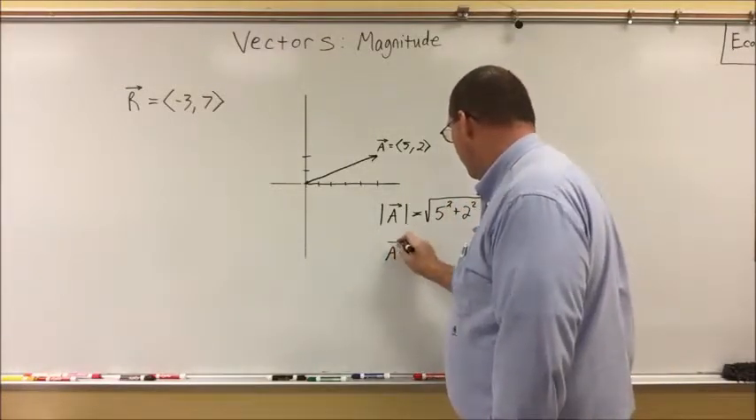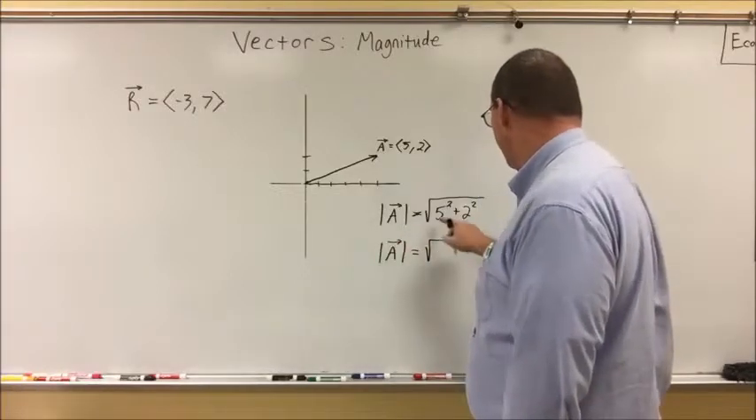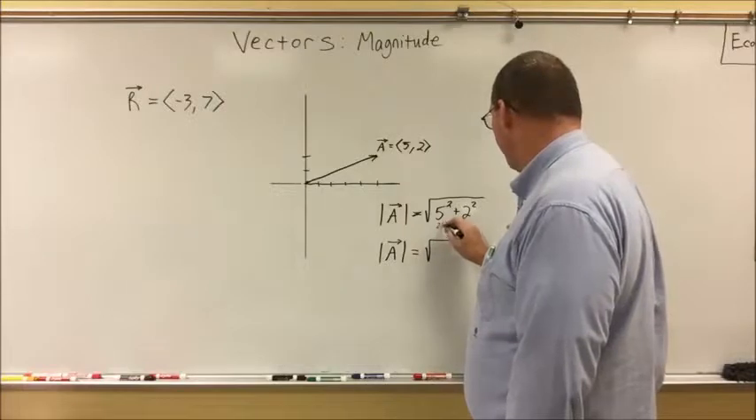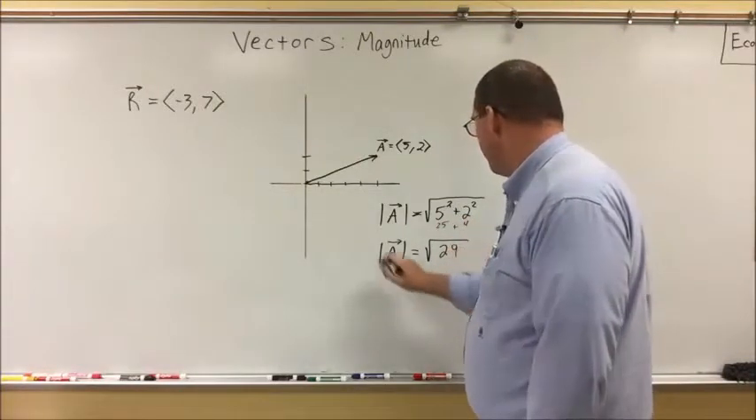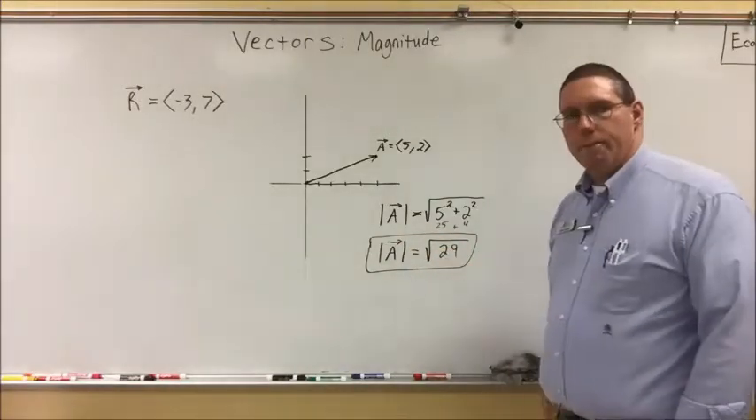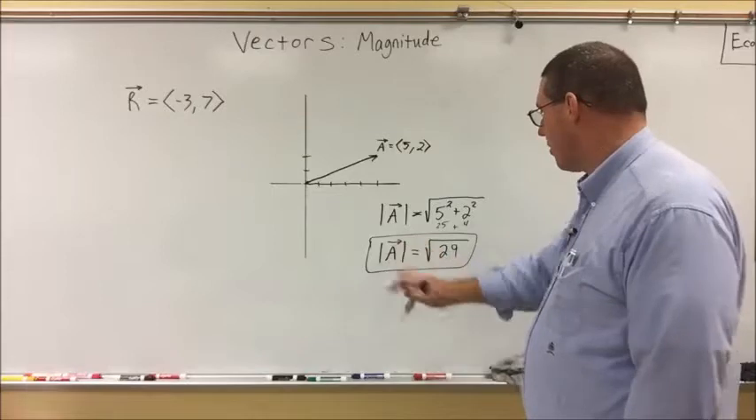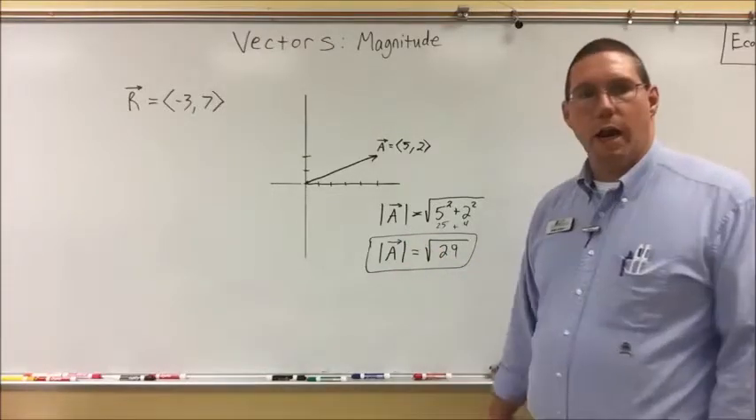So the magnitude of vector A is going to be equal to the square root of 25, that's 5 squared, plus 2 squared is 4, so 25 plus 4 is 29. Now, if it could be reduced, we would reduce it, but the square root of 29 cannot be reduced, and therefore we're just going to say that the magnitude of vector A is the square root of 29.